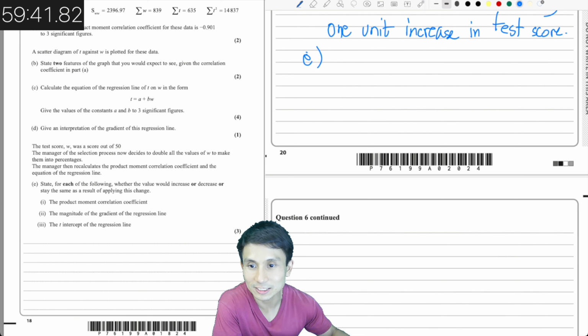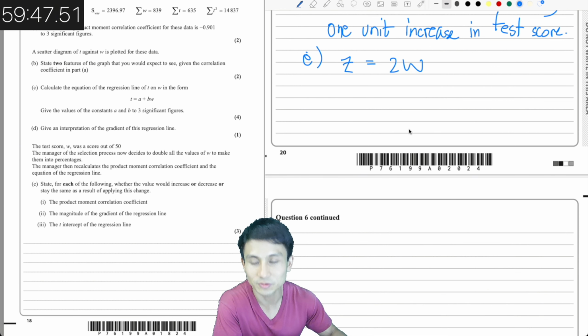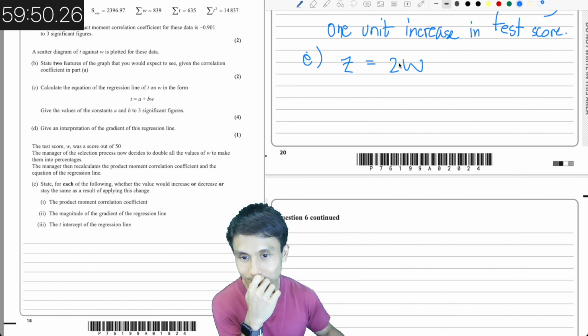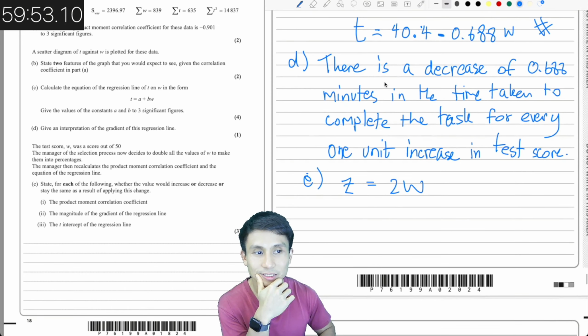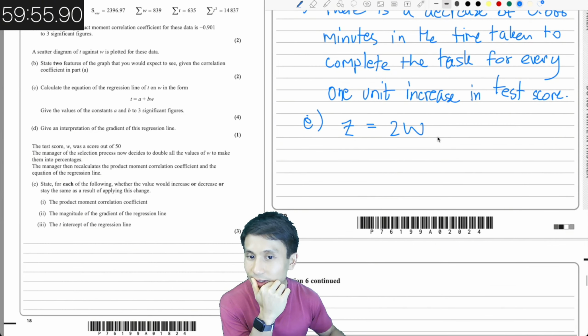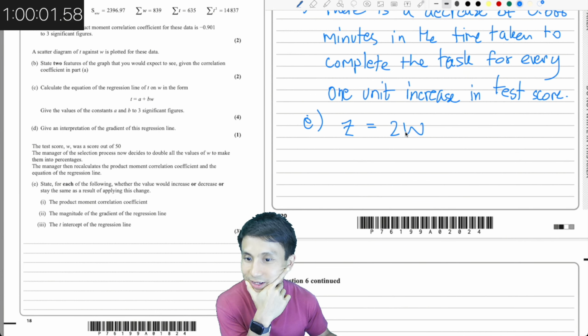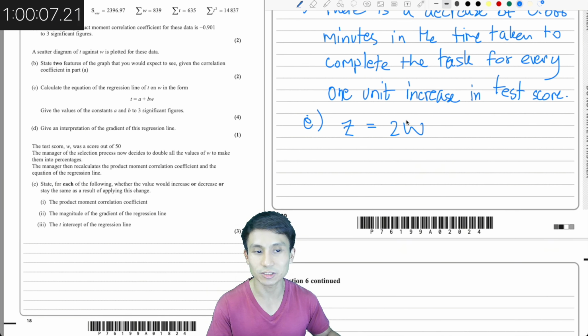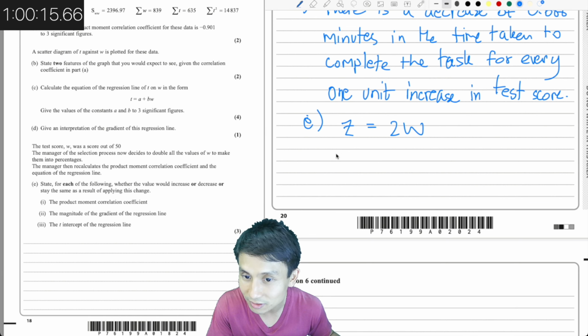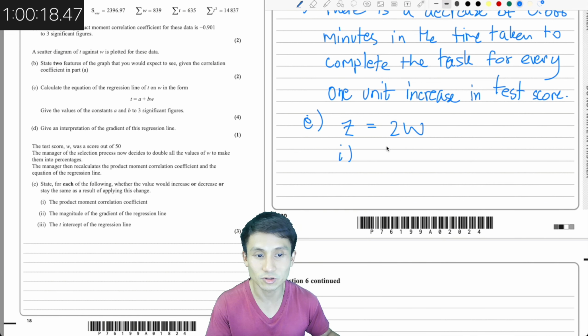Basically, let's say we have a new score Z equals 2W. State for each of the following whether the value would increase, decrease or stay the same as a result of applying this change. The product moment correlation shouldn't change because you just do a coding here. We don't need to reason, so I'm just going to say stay the same.